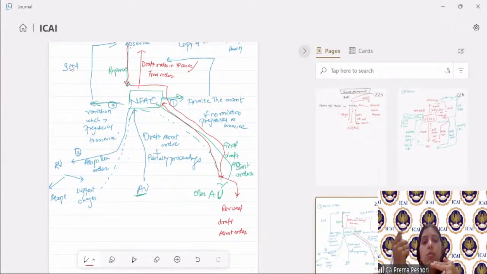In case the assessee goes to DRP, then based on the directions of the DRP, the NFSC will give directions to the assessment unit. The assessment unit will prepare the final order as per the directions of the DRP and again issue the draft assessment order to NFSC. NFSC will then finalize the assessment within one month from the directions of the DRP. Is that clear? So this is how the assessment is made under the faceless assessment scheme. Any doubt till now?